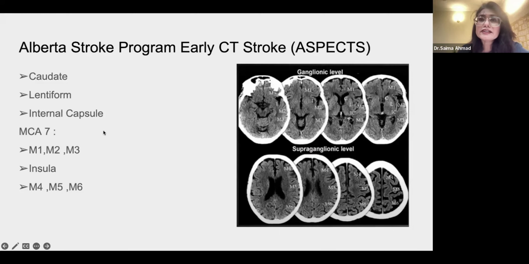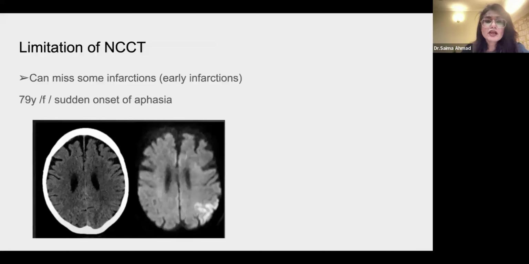So what we do is that for every hypoattenuation or hypodensity, we subtract 1 from the ASPECTS score. So the perfect score is 10 when there is no change, and if the whole territory of the MCA is involved, then the score will be 0. This is how we do the ASPECTS scoring, and this gives us an idea of the early ischemic change.